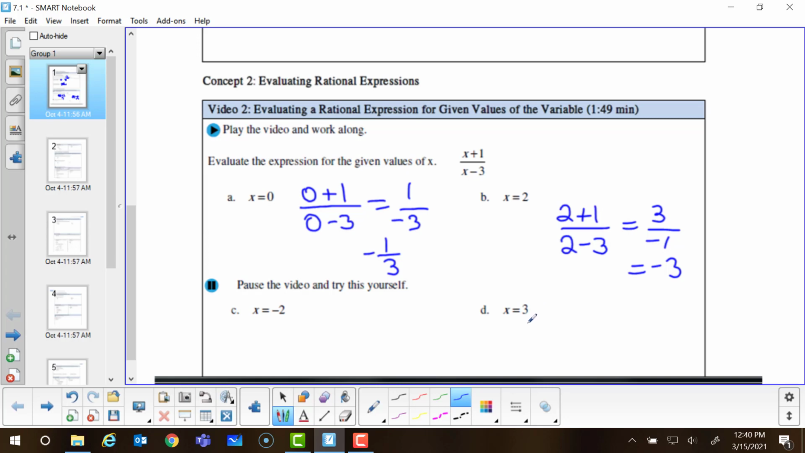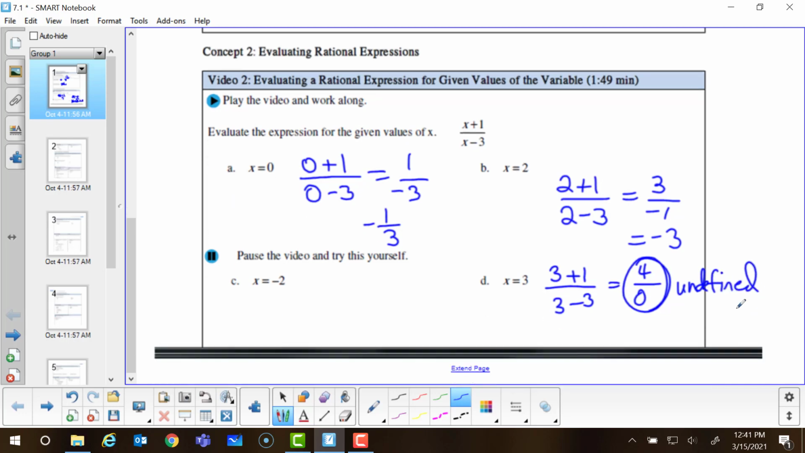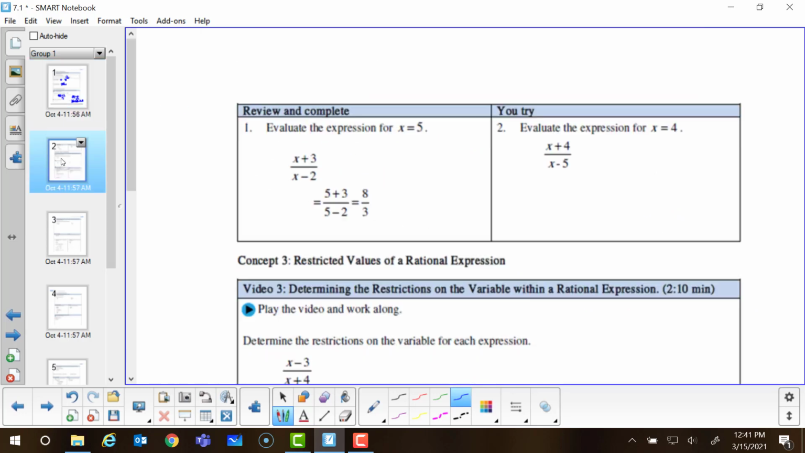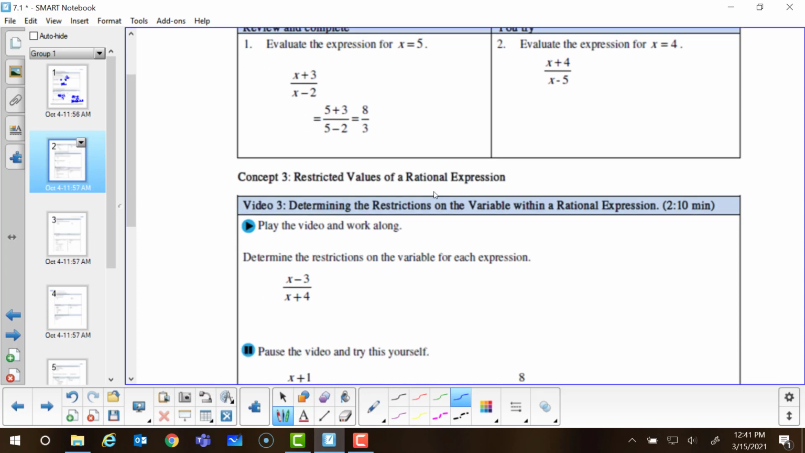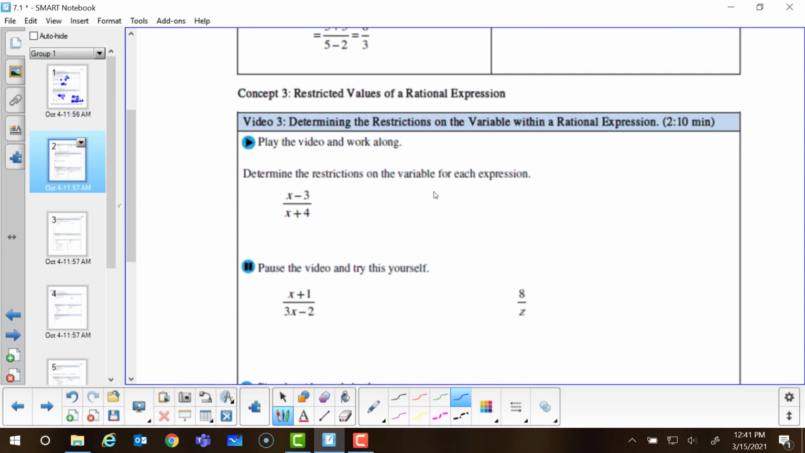Let's skip down here and let's try this 3 and let's see what happens. If I put a 3 in, I'm going to have 3 plus 1 over 3 minus 3. Well, 3 plus 1 is 4 on top, but 3 minus 3 is 0 on the bottom. That would be undefined because we cannot have a 0 in the denominator of a fraction. All right, you can try some of those on your own in the workbook. And then now we're going to move down to restricted values.